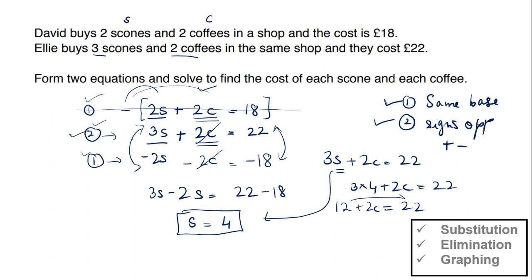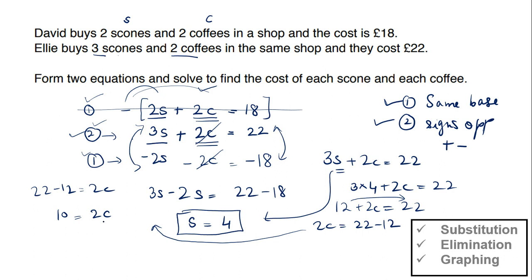They're both numbers, so I need to make sure that the numbers come on one side. So I'm going to take my 12 to the other side. Now 12 is positive here. When it goes to the other side, it turns into negative. So I'm going to do 2c is equal to 22 minus 12. Now 22 minus 12, I'm going to continue my solution here. 22 minus 12 is 10. So 10 is equal to 2c.